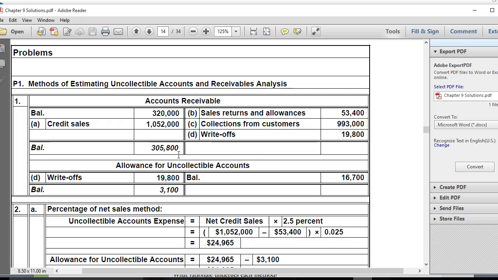Now, under our allowance for uncollectibles, we know we started the year with $16,700, but we wrote off $19,800, which we have to debit when we write it off. So we now have a new balance sitting in our allowance for uncollectibles of $3,100. Does that make sense with everybody? Y'all good with that?